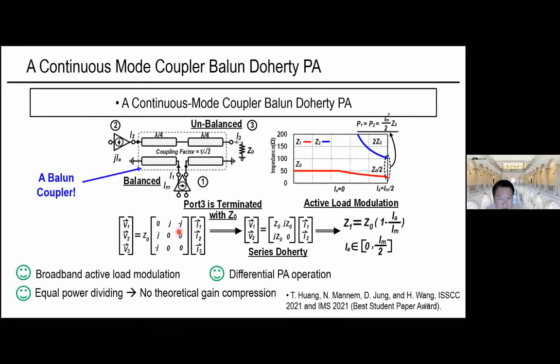First of all, it allows broadband active load modulation that is only limited by the coupler balun, so it can potentially be very wideband. Moreover, it supports differential PA operation, so the PA can use capacitive neutralization to enhance the gain and the isolation over a wide bandwidth. That's another advantage. Using a differential PA, it is insensitive to the ground and supply inductances, right? Also, the main and auxiliary PAs here can have equal power, so this ensures no theoretical gain compression for 6 dB power back-off operation.